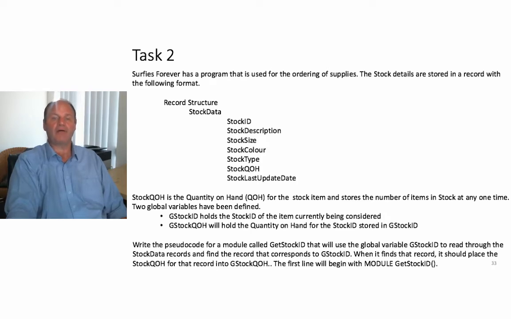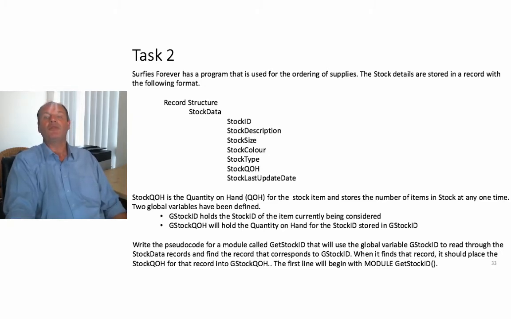In the last paragraph, we're going to need to write a module called getStockID that uses a global variable called GStockID. As the program reads through all of the various items stored within the stock data records, its purpose is to match the stock ID with the value stored in the GStockID variable. When there is a match, the stock QOH value is put into GStockQOH.